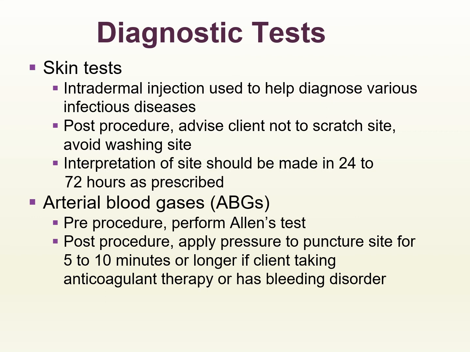ABGs could also be done. Before the procedure, the Allen test will be done to determine the patency of the ulnar artery, or to determine circulation of the ulnar artery. After the procedure, pressure will be applied to the puncture site for 5 to 10 minutes, or longer if the client is taking anticoagulants or has a bleeding disorder.